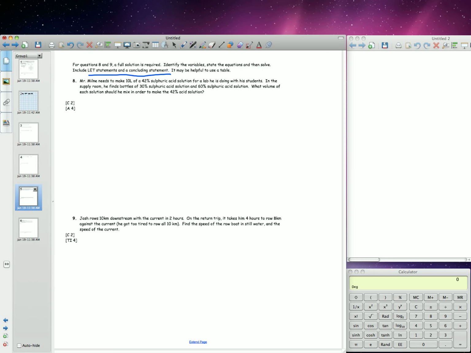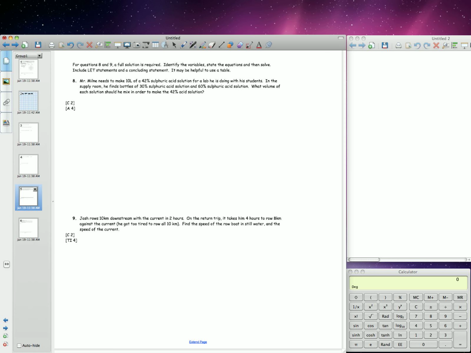Okay? So, first question says, Mr. Milne needs to make 10 liters of a 42% sulfuric acid solution for a lab he is doing with the students. In the supply room, he finds a bottle of 30% sulfuric acid solution and 60% sulfuric acid solution. What volume of each solution should he mix in order to make 42% sulfuric acid?